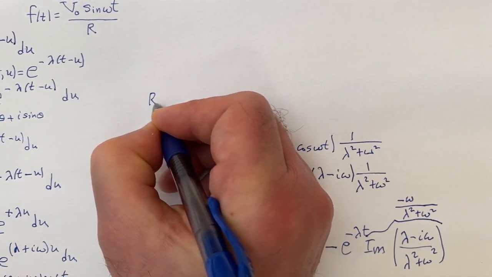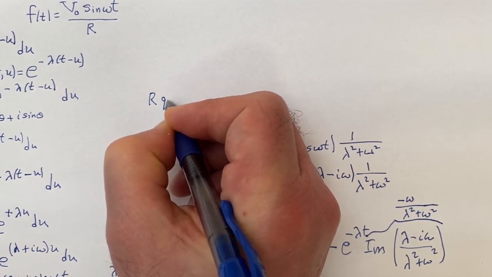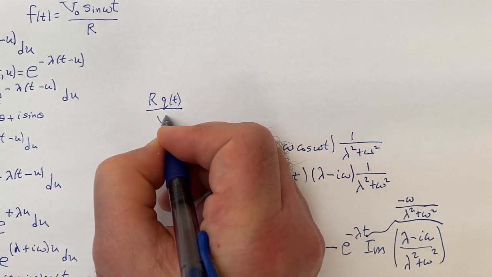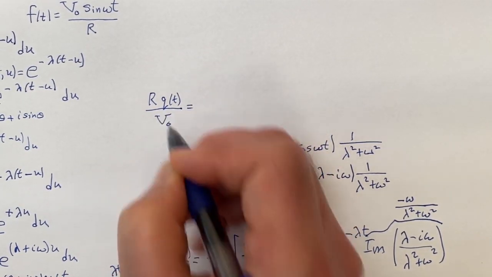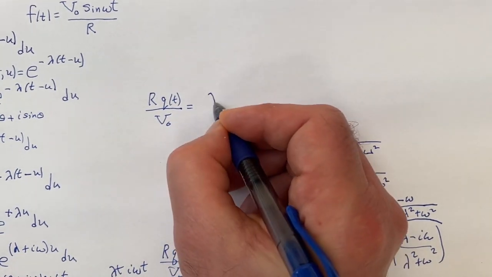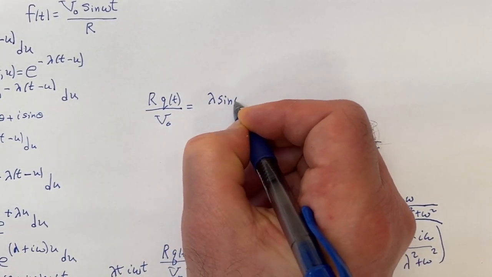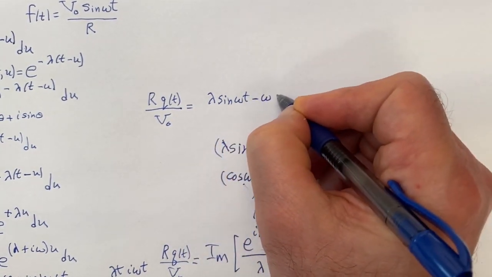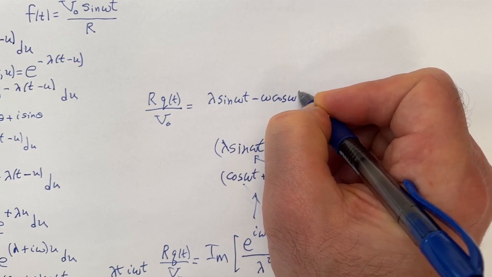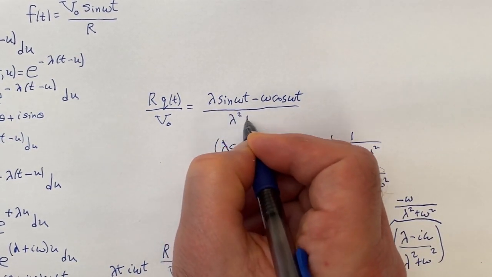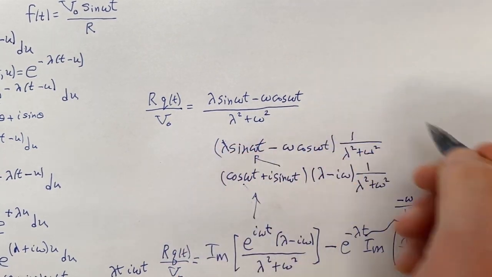All right, now we're going to collect this and write this out neatly in one line. So the resistance, the resistor value times the Q of t over the voltage sub naught is going to be equal to lambda sine of omega t minus omega cosine of omega t, and all that is over lambda squared plus omega squared.